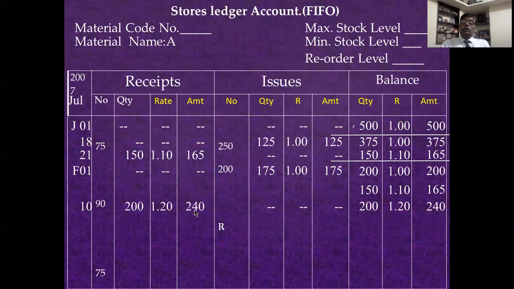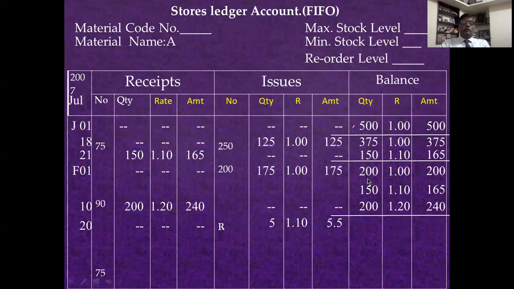Then after 10th, 20th, 5 kg received on January 25th, return to vendor. Return to vendor means issue. Return to vendor is an issue. So you put underline, write the date 20, rate R. R means return. Return to vendor. I put R in the number column. Quantity is 5 kg, rate is 1.10, 5 rupees 50 paisa.